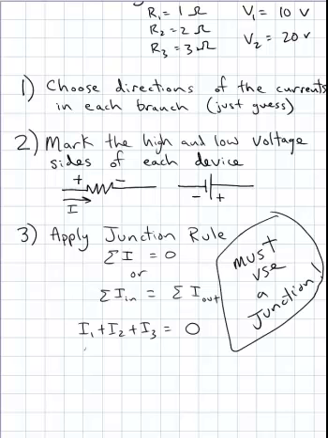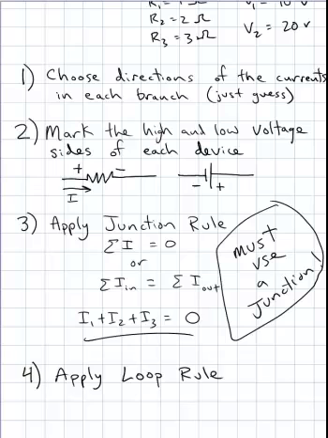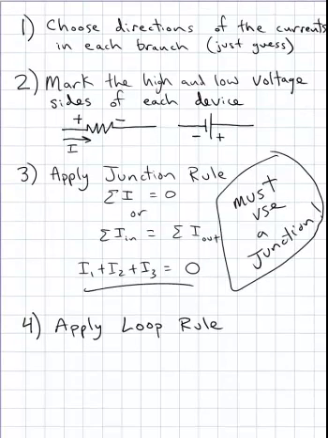This has to be one of your equations. A junction rule has to give you one of your equations. And step number 4 is to apply the loop rule. So what's the loop rule? It's the sum of all the potential rises and drops around a loop is 0.